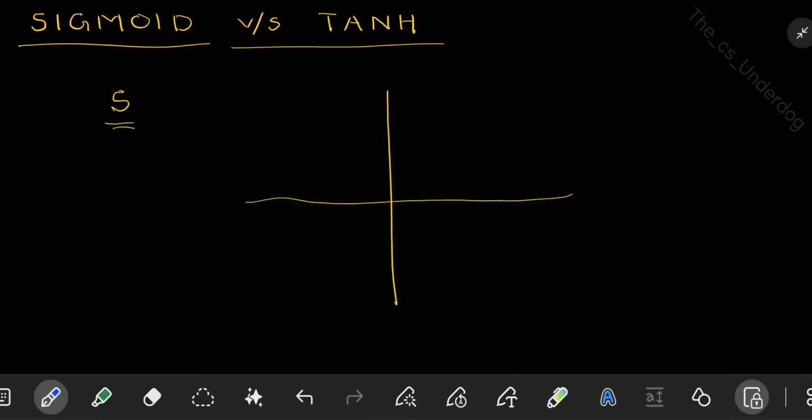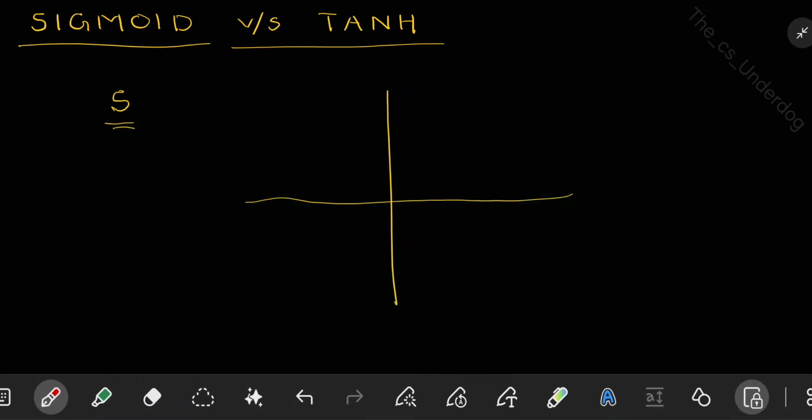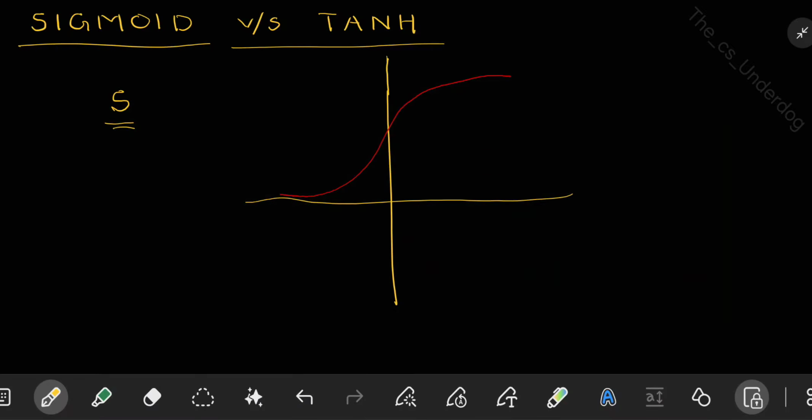In case of the sigmoid function, let me take a color here. Sigmoid will look something like this. It is going in a sigmoid shape like this. So if I put the values here, this will be the starting point, this will be 0. This will be 1 where it has the peak value. In the middle, at 0.5, it will be meeting the axis.